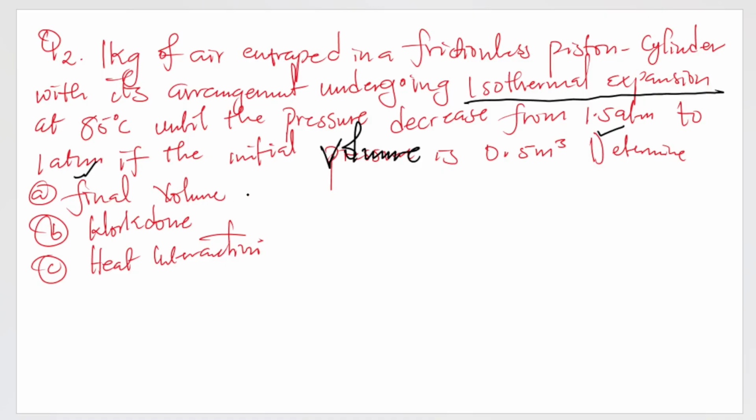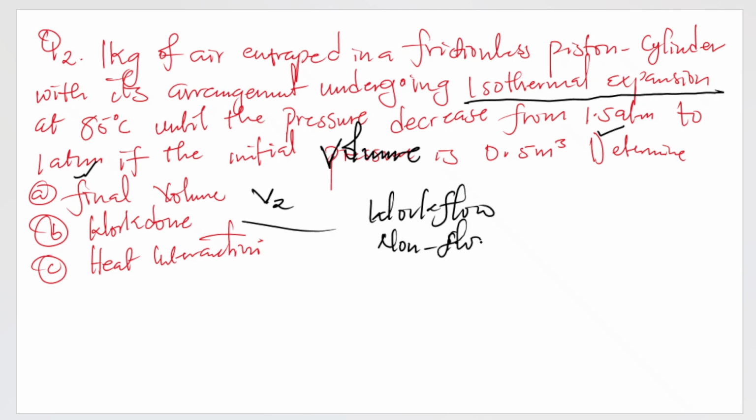Determine your final volume, which is V2. And here you also asked for work done, and I told you for your work done, you are to calculate your flow work, your non-flow work, and the last thing is to calculate your shaft work when we are considering work done.